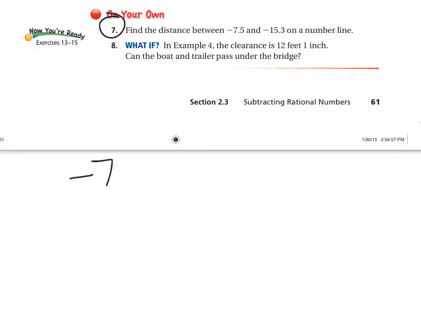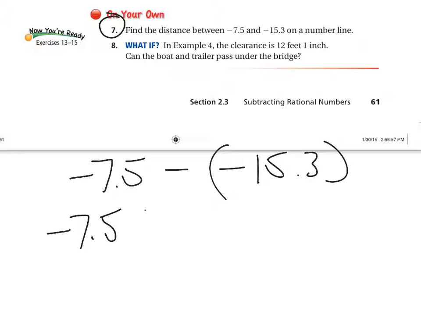So a negative 7.5 minus a negative 15.3 is your subtraction problem. And now you need to turn that into an addition problem using the additive inverse. So that is negative 7.5 plus the opposite of a negative 15.3, which is a positive 15.3. Now our signs are different, and when our signs are different, you're going to subtract, not add. So now you need to subtract 7.5 from 15.3.